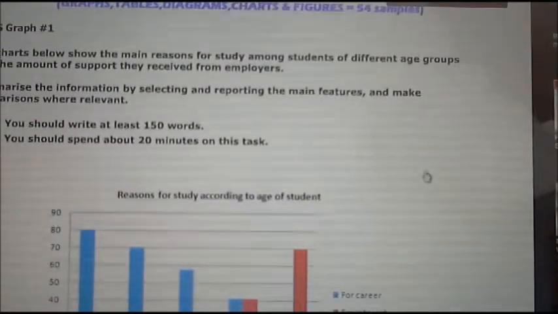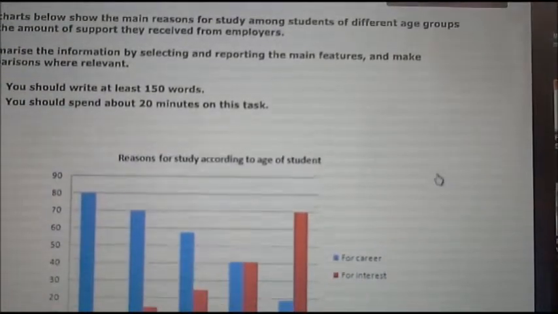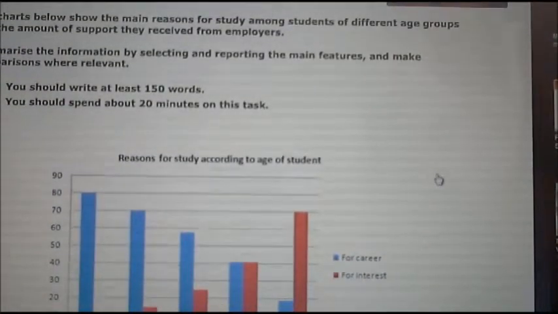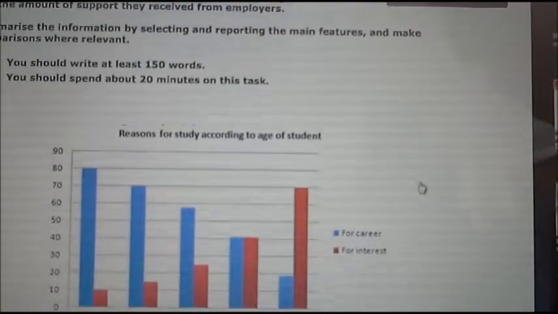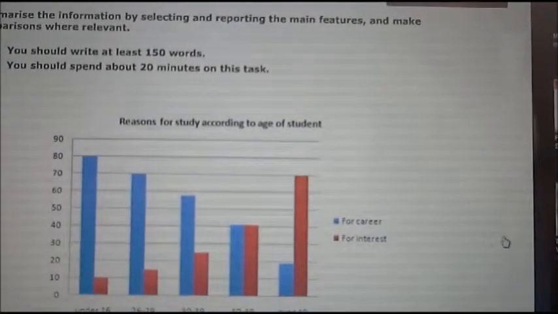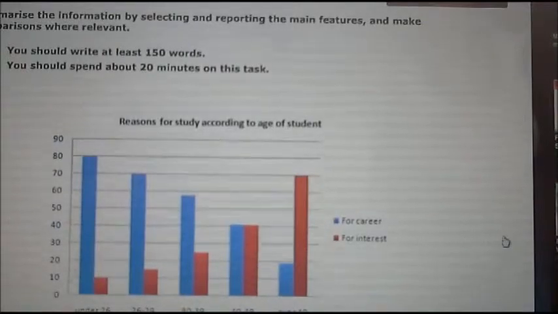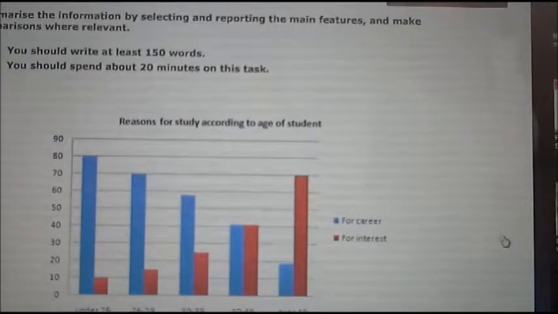Yes, what is the title? Please read it. The title of the graph: the reasons for study according to age of students. So we have a graph here. Which are the two main reasons why people learn? You can see on the right. Which are these? For career and for interest.